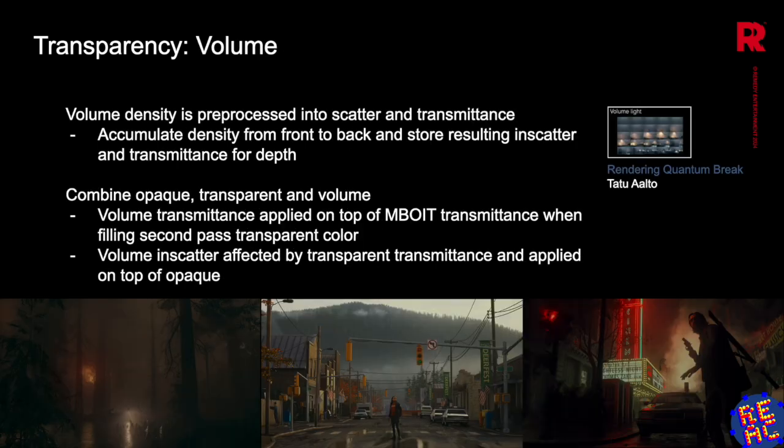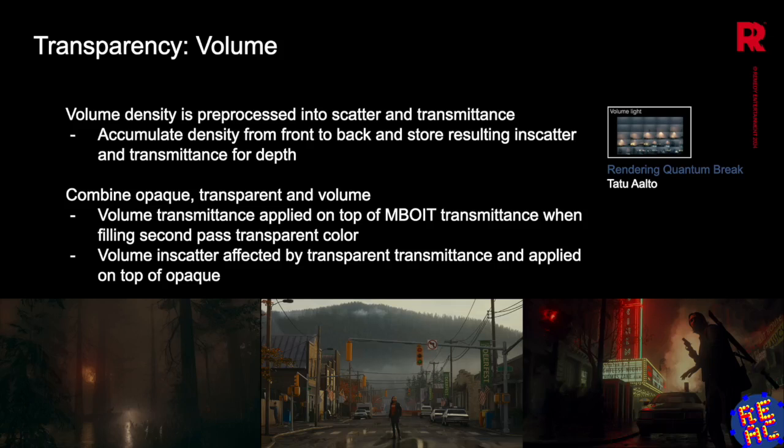As said, we also support volumetric density that can be mixed together with transparency. This is a great method for filling low-frequency fog and smoke effects with low fill and light evaluation cost. Combining opaque, transparent, and volume needed a bit of tweaking, but provided a seamless result in the end. Similar to many others, we pre-process volume density into a volume that contains in-scatter and transmittance based on depth. So the data contained by the volume is really similar to what MBOIT operates on.